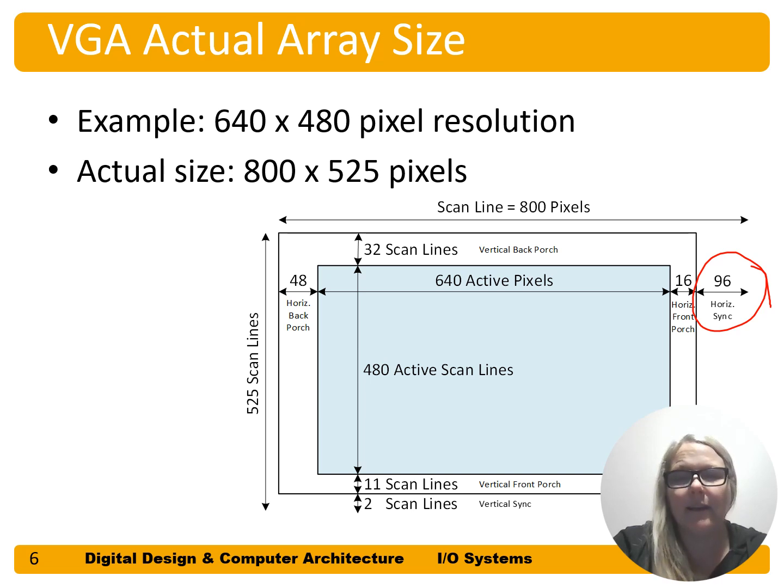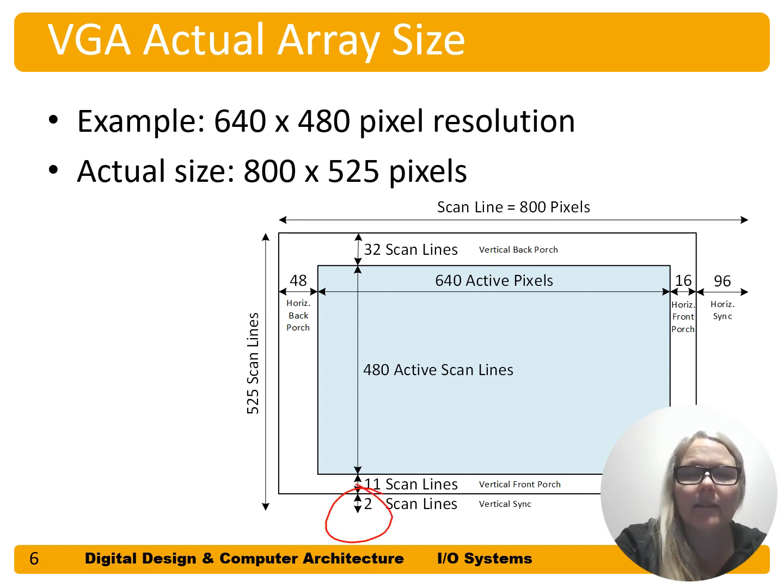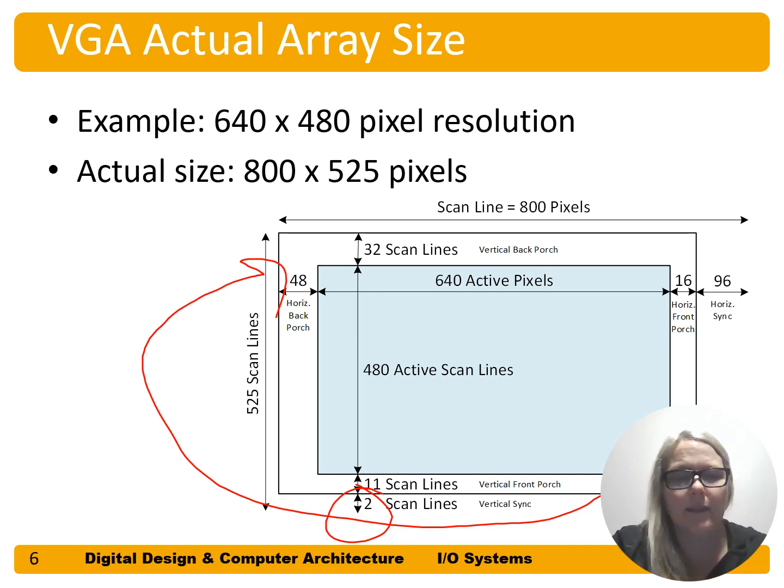Notice that the vertical numbers are in scan lines. So we have 32 scan lines. Remember, a scan line is this entire thing. Right, so we have 32 scan lines in the vertical back porch, 11 in the vertical front porch, and 2 for synchronizing back to the beginning of the screen.